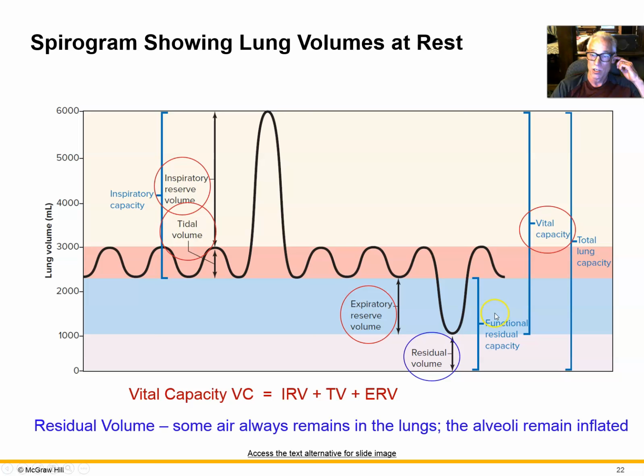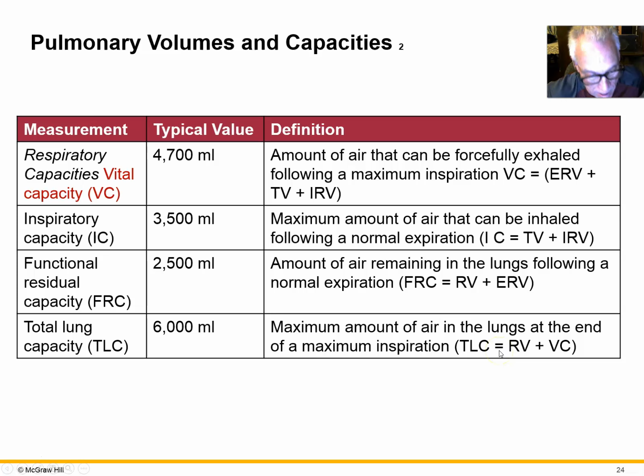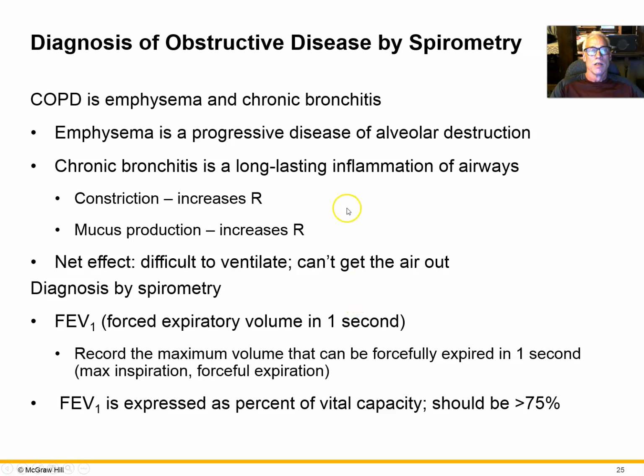These are other interesting volumes of capacities. Functional residual capacity is a clinically meaningful term because it includes the residual volume, but we won't really go into that too much. You can't measure those by spirometry. Anything that has the residual volume in there has to be measured by other kind of interesting and complex methods, since you can't breathe the volume out.